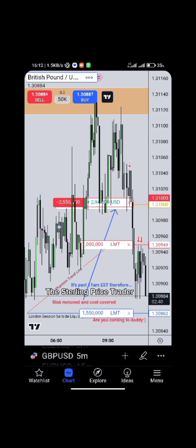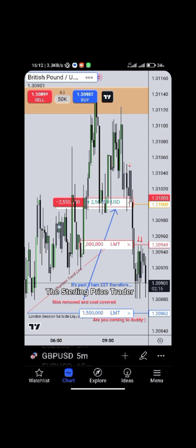So I think let's see if it runs for that 1.30880. That's 1.30880. Let's see if it does that. Once this limit is filled, I'm canceling that limit order. The sell limit order will be cancelled if this buy limit order gets filled.